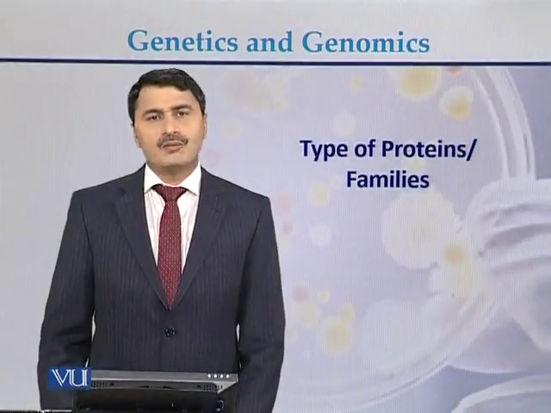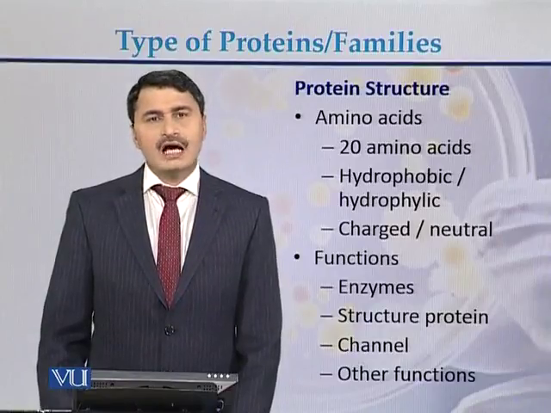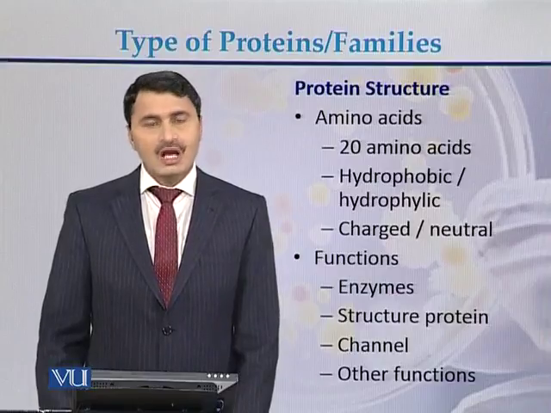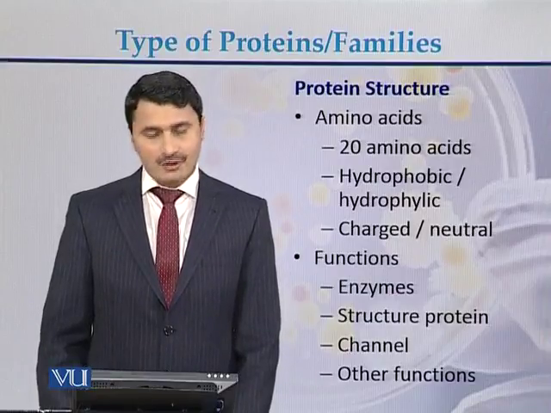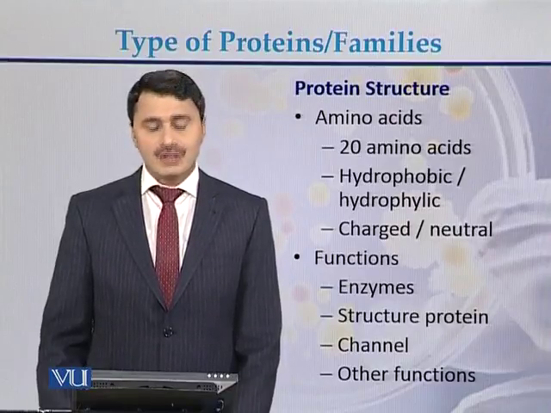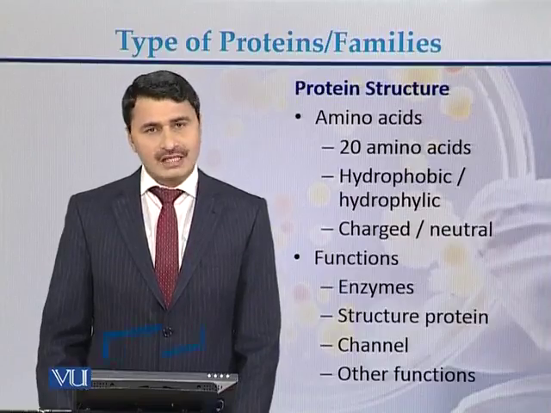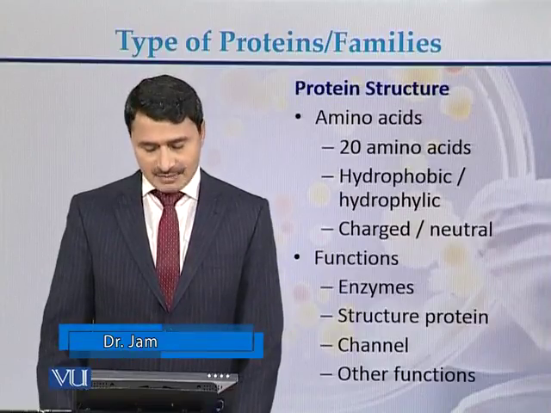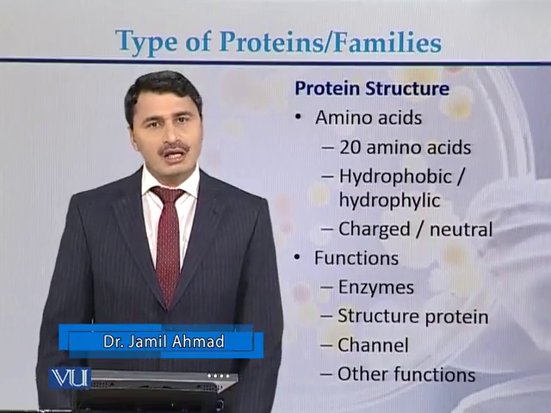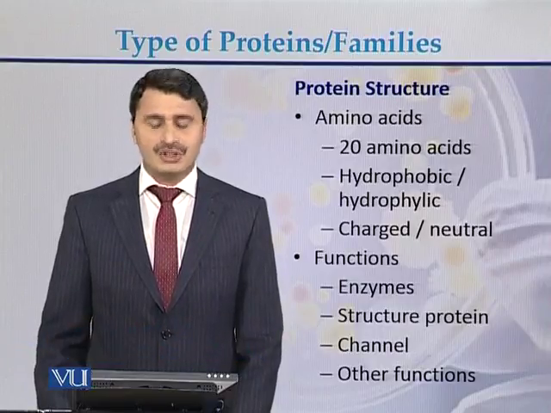Types of proteins or protein families. Proteins are made up of amino acids. There are 20 amino acids. Amino acids can be hydrophobic, hydrophilic, charged, or neutral. The functions of proteins are to produce enzymes. They work as enzymes, and they are structural proteins. They can be ion channels, and there are some other functions of proteins.